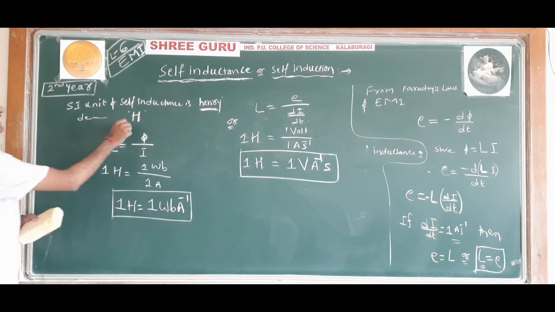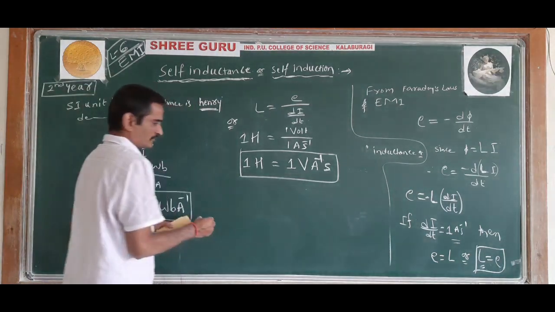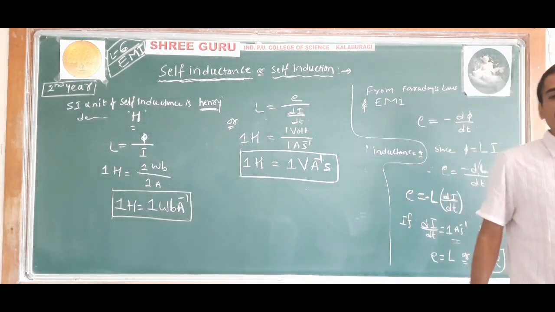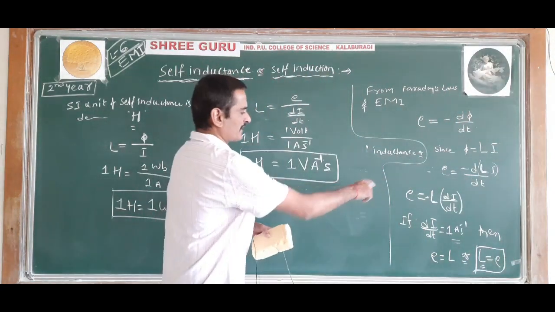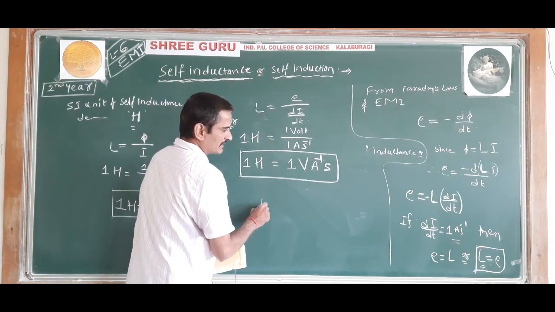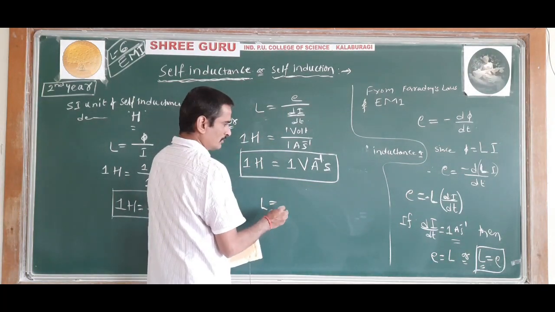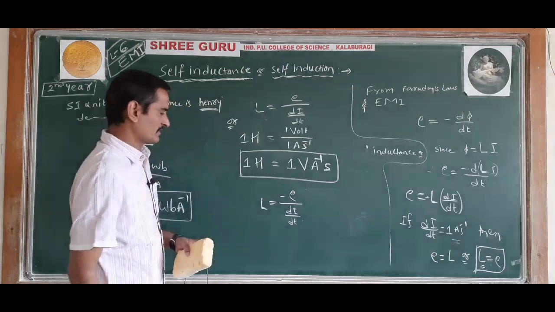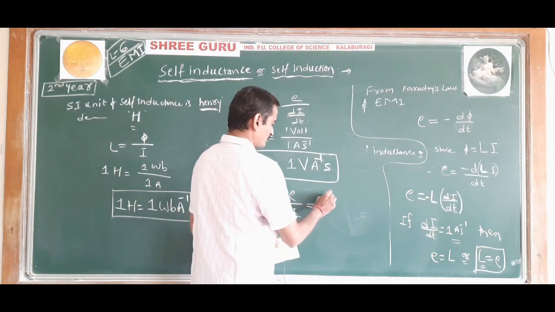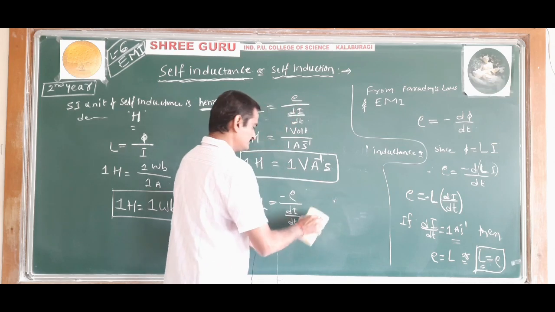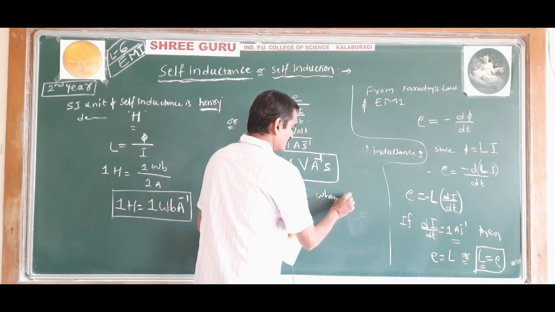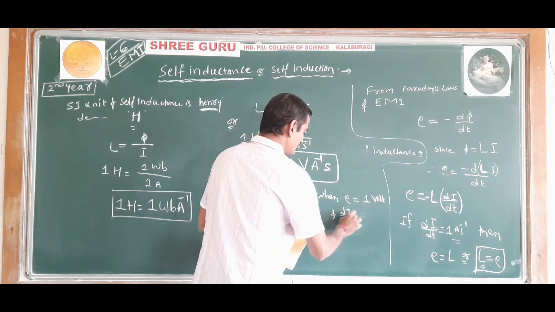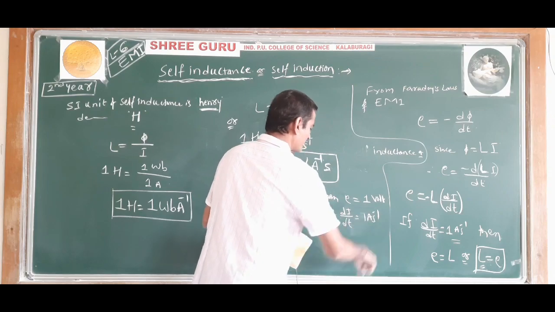Understood? So now define 1 Henry. The self-inductance of a coil is said to be 1 Henry. I will define from there. So L is equal to minus E divided by di by dt. From here we shall try to derive it. That is when E is equal to 1 volt and di by dt is equal to 1 ampere per second.